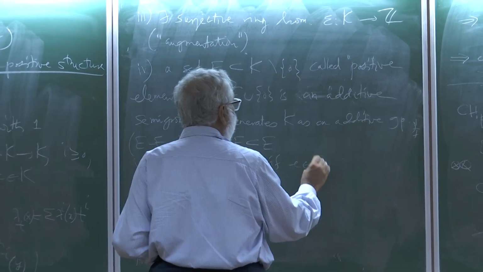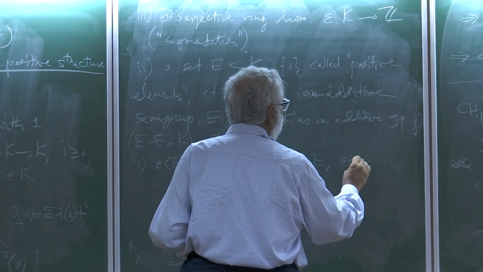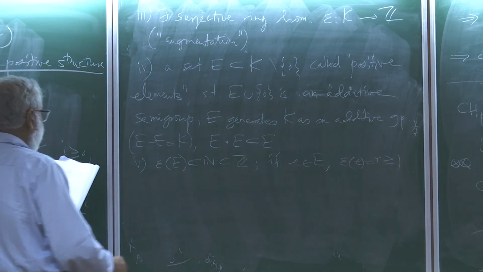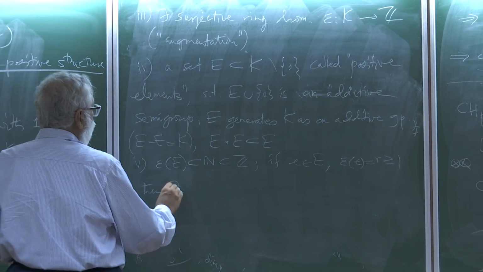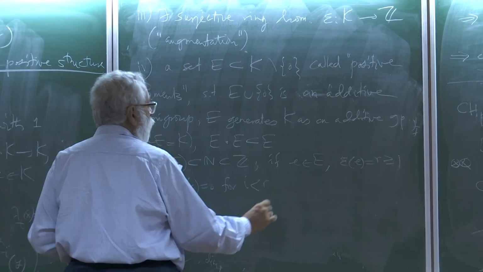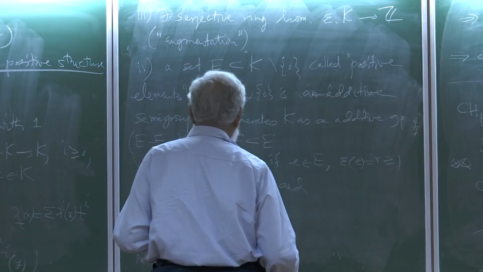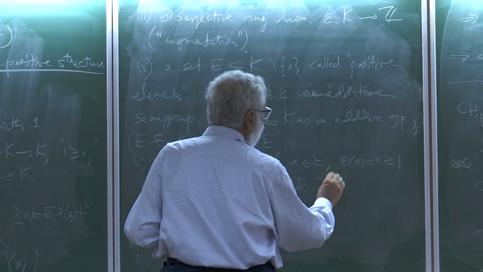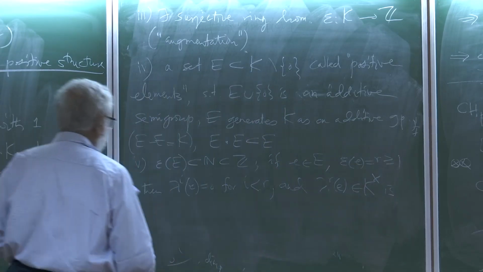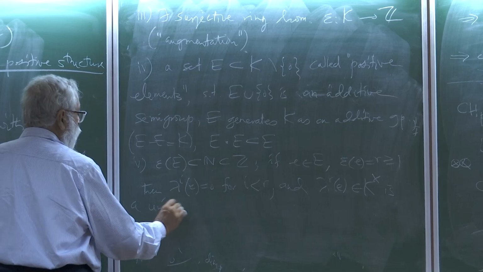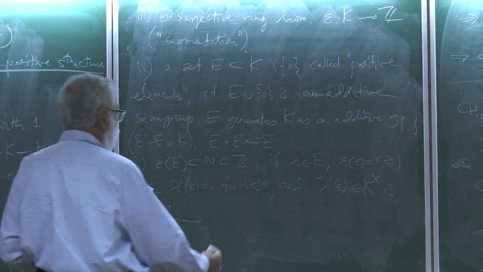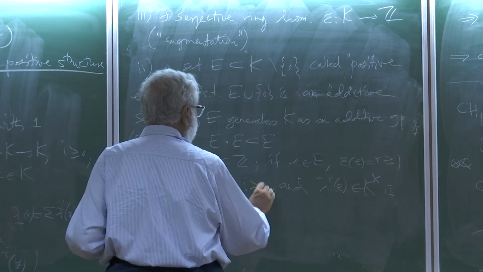Further, if e is in E and epsilon of e equals r, which is of course greater than or equal to 1, then lambda^i of e equals 0 for i less than r, and lambda^r of e is a unit in K cross.